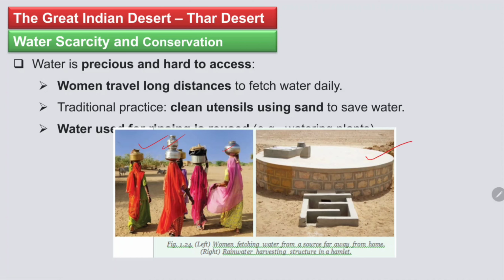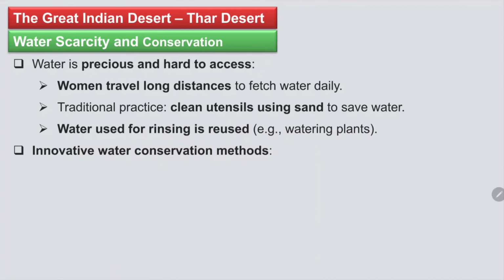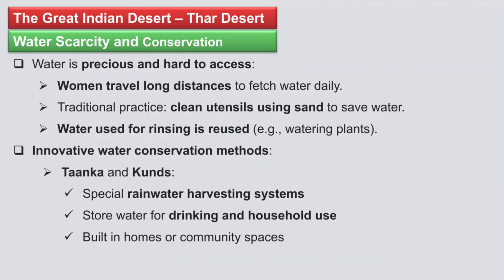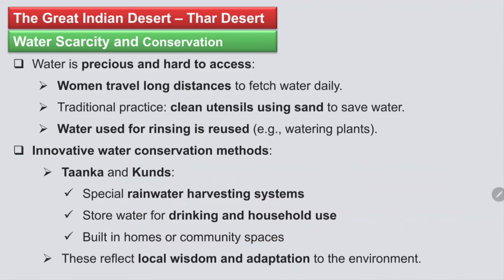So here you can see another image of how rainwater has been harvested, meaning stored, okay, in a structure of a hamlet. And you will find innovative water conservation methods there, like tanka and cones, okay. Especially rainwater harvesting systems using these tanka or cones, and they store water for drinking and household use. These are built sometimes in homes or sometimes in community spaces. So this was about the desert, okay. This reflects local wisdom and adaptation to the environment.